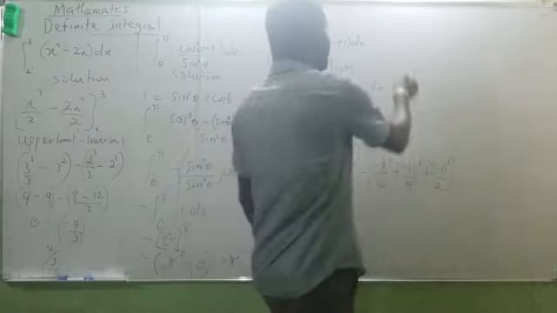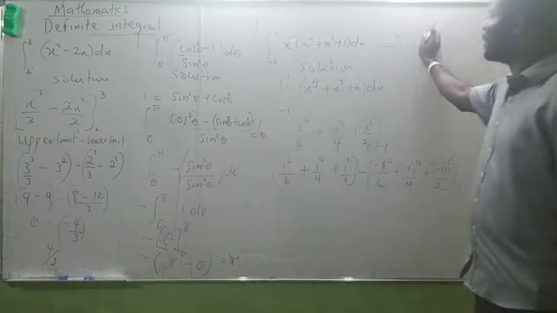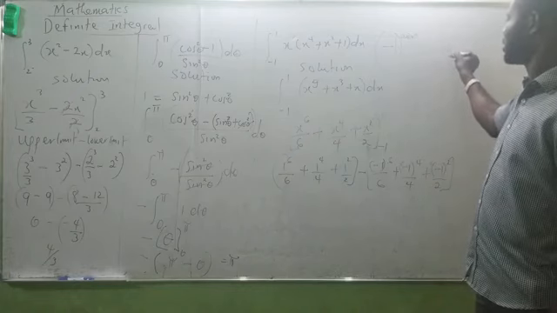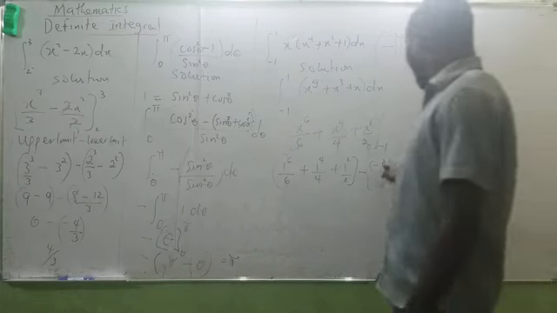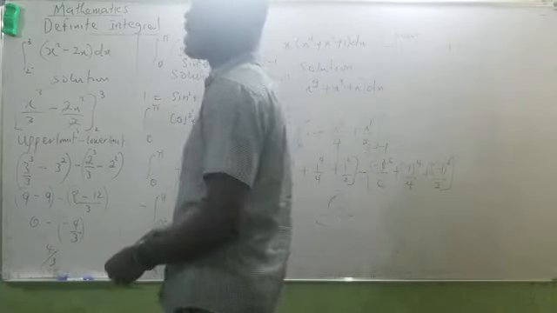Don't forget that when you have minus 1 powering an even number, it will be positive. Please, positive 1. Now, they are all positive. It means this will cancel, this becomes 0. That is my final answer.